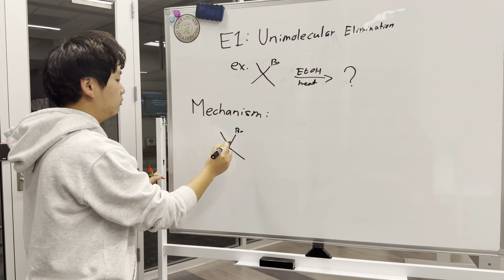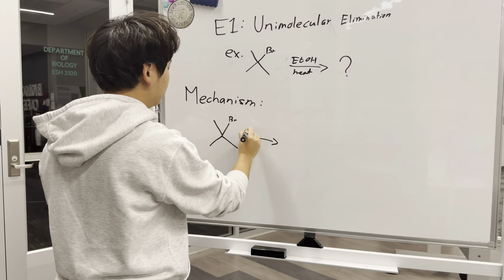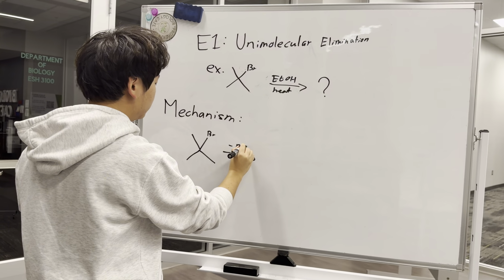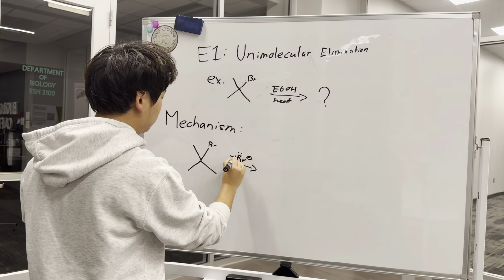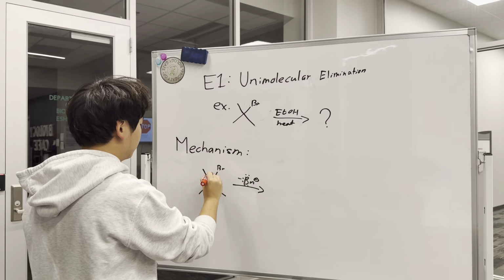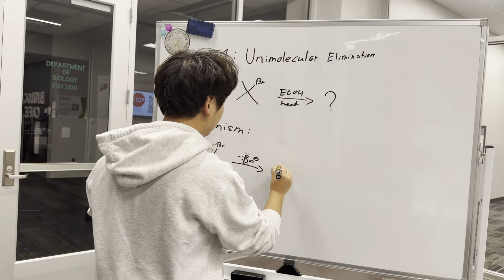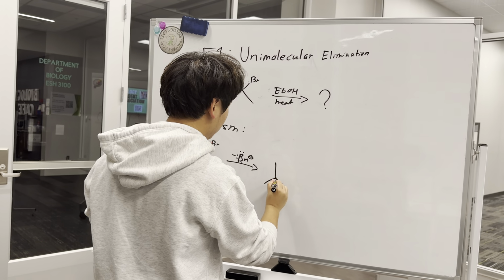And so we have this problem. The first step of E1 is a loss of the leaving group. So this bromide is going to leave. It's going to take 2 electrons and break this bond. So we will be left with a carbocation intermediate step.